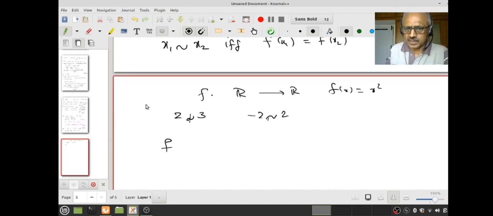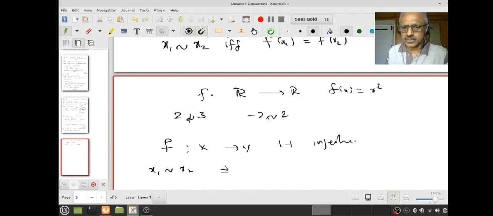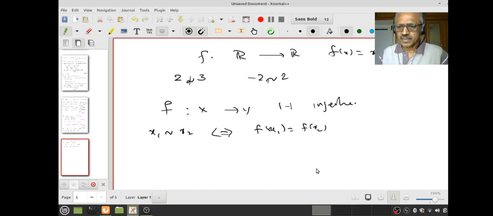Now suppose f, just for example, I'm just giving examples. Whenever you look at this kind of definition, it's easy to look at some very easy examples to understand the concepts. Suppose f from X to Y is one-one, that is injective. When is x1 related to x2? x1 is related to x2 if and only if f(x1) equal to f(x2). Do you understand this? But f is one-one, so this implies x1 equal to x2. You follow that? Therefore, if f is an injective function, one-one function, then the relation induced by f is the equality relation.